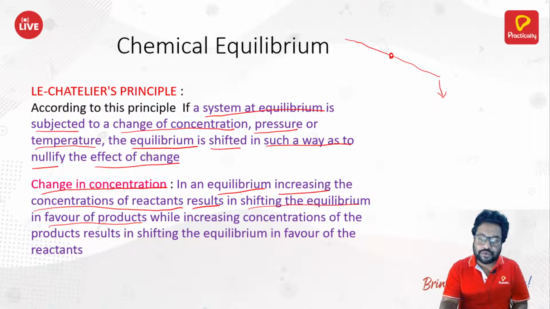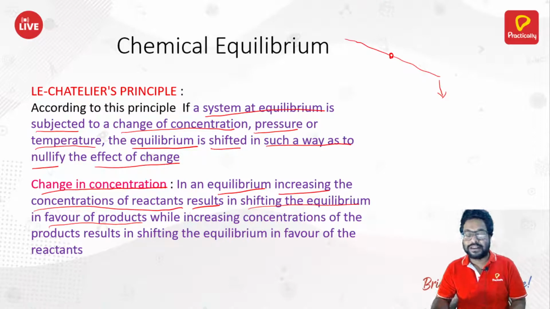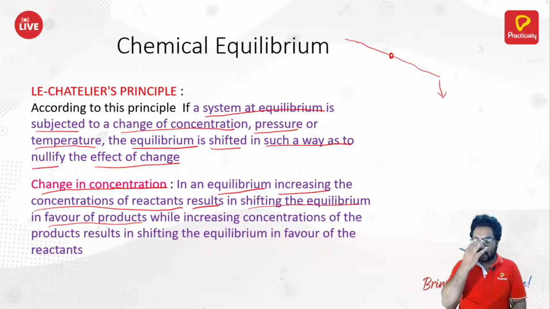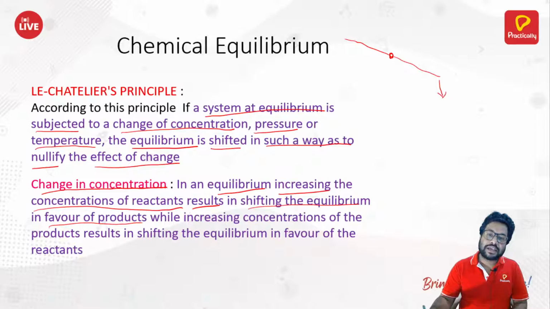So what would the system do? Whatever amount of reactant that you have increased, the system will try to decrease it. And how can it decrease it? It can only decrease it if it converts that increased amount of reactant into product. That is what it does. And that is why, whenever you increase the amount of reactant, the amount of product also increases. Let's put this in a different way.